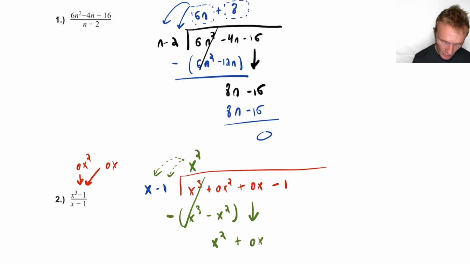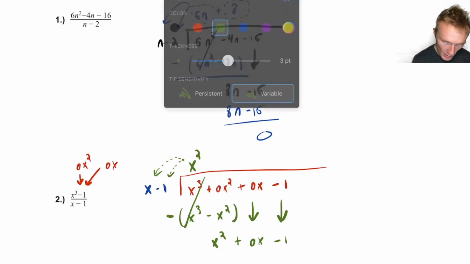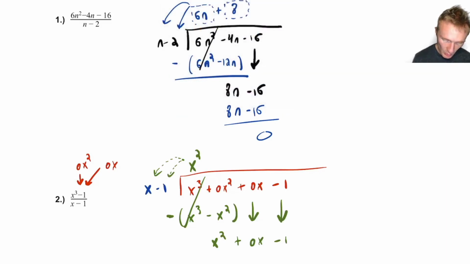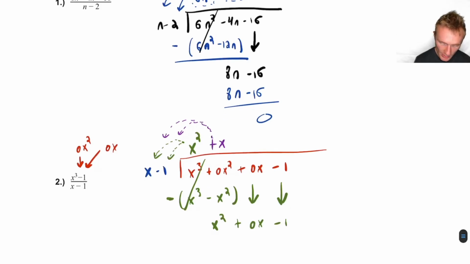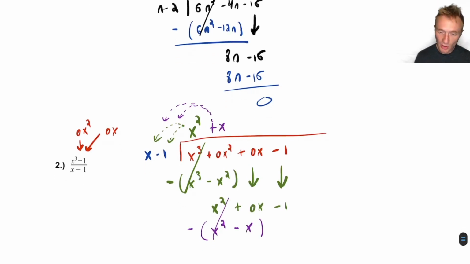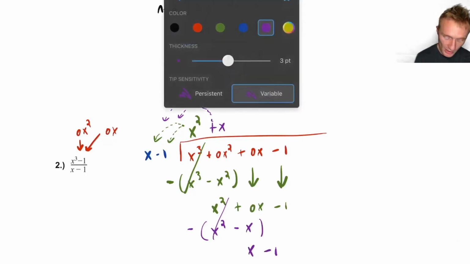Plus 0x minus 1. Now we do what times x would be x squared. This is going to be plus x. Once again, we multiply by each part of our divisor. X times x is x squared. X times negative 1 is minus x. We subtract. The x squareds cancel. 0 minus negative x is going to be positive x, and we bring down the minus 1.